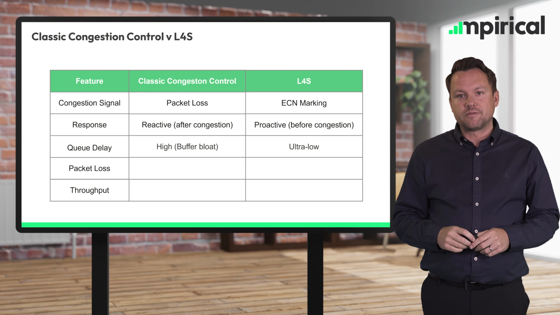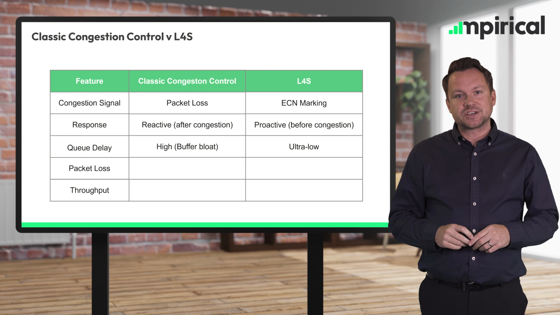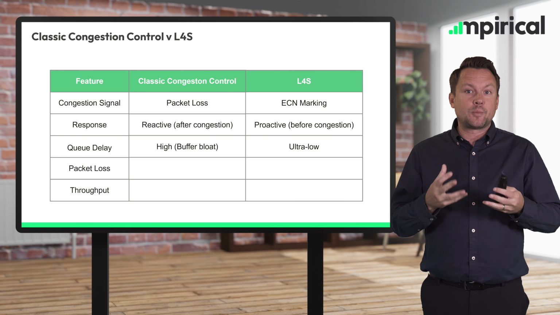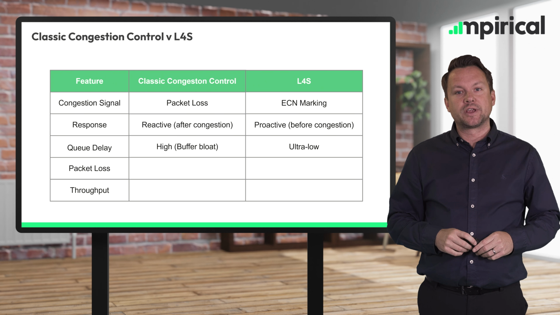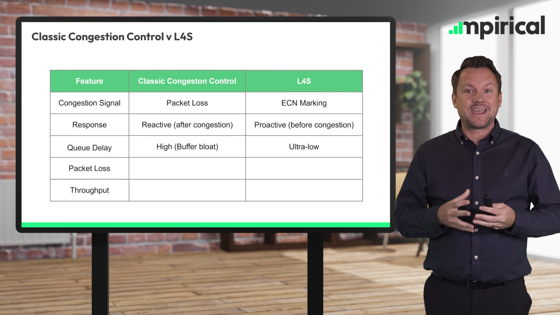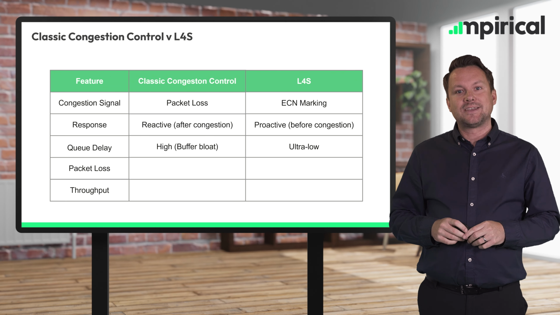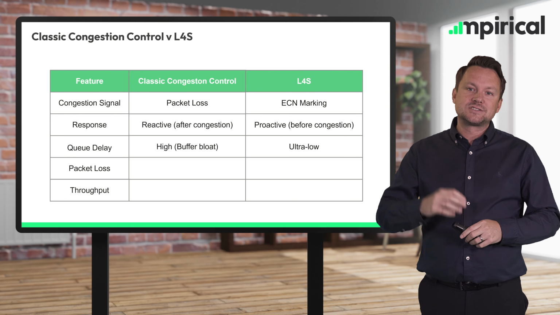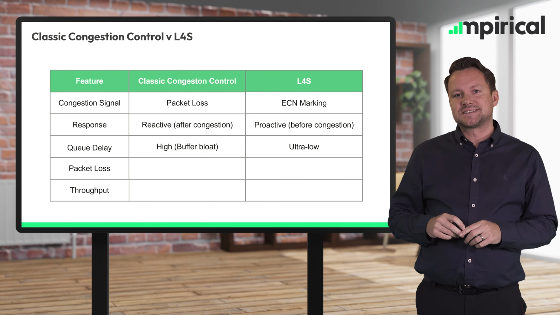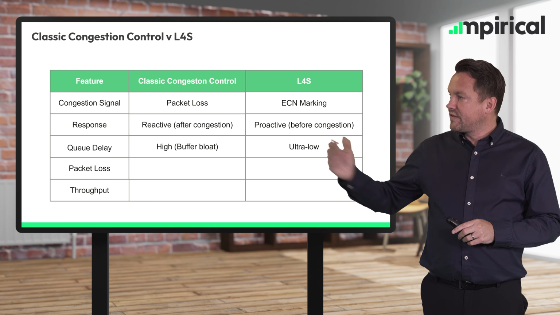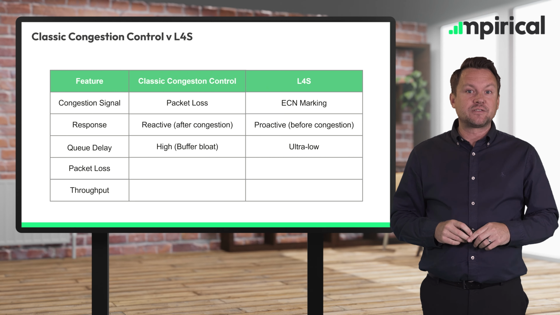Now, in terms of queuing delay, with classic congestion control, we see this phenomenon known as buffer bloat. And this is where, as I touched upon earlier, packets are getting stuck in large buffers and ultimately this will slow the rate of transmission. And this is another concept that we'll explore in more detail momentarily. So with L4S, queuing delay is kept very, very low.